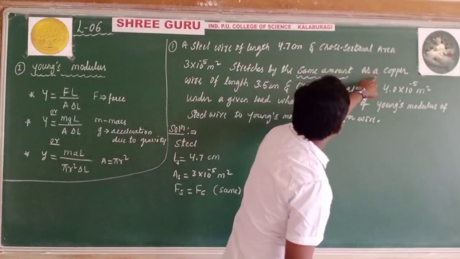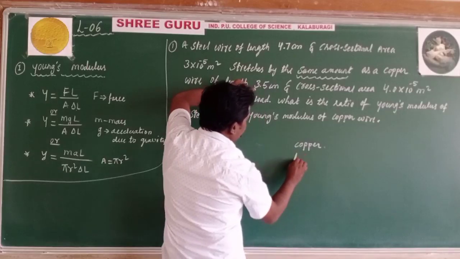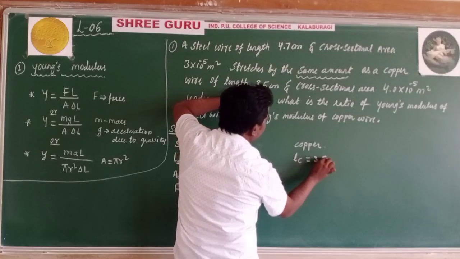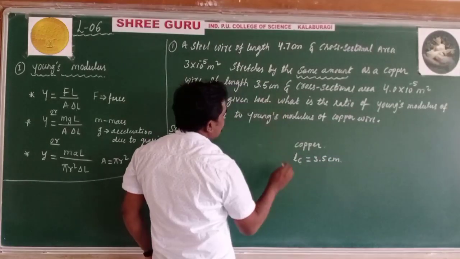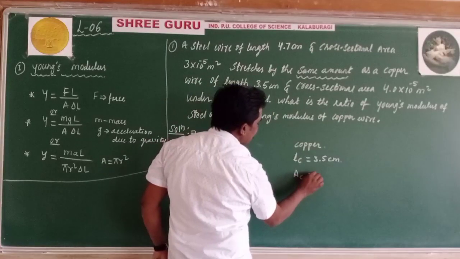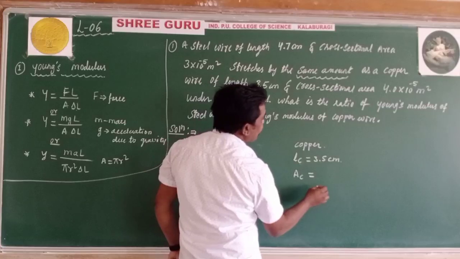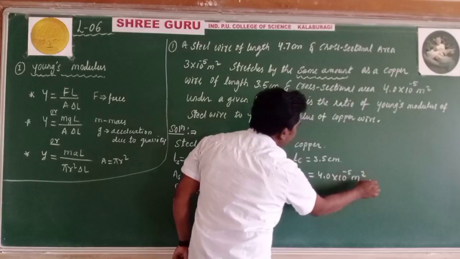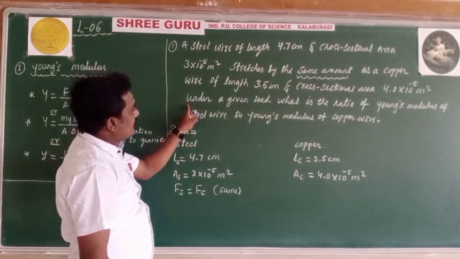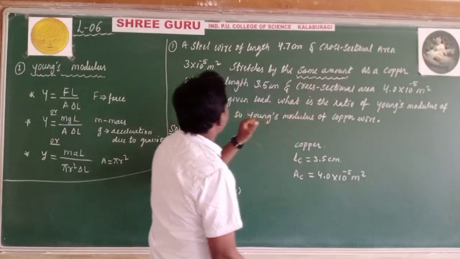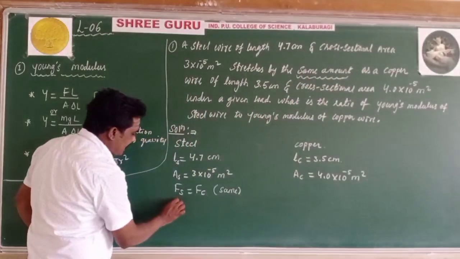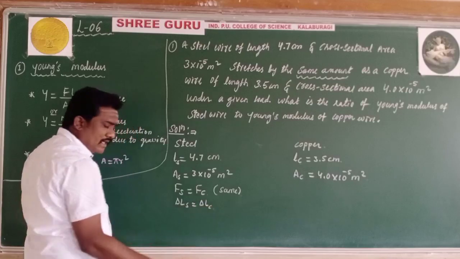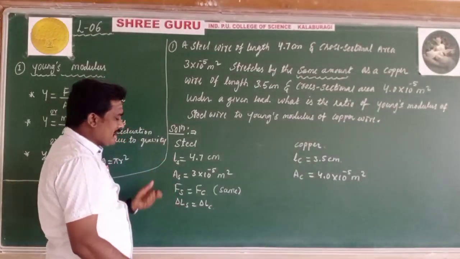Now come to the copper wire. What are the things given? In a copper wire, the length LC, length of copper wire, is 3.5 centimeter. And the second one is the area of cross section, AC, the area of the copper wire, which is 4.0 into 10 to the power minus 5 meter square. And they mentioned the same amount stretches. Here we can also mention that delta LS is equal to delta LC. Why? Because the force acting is same.